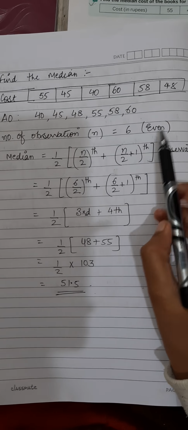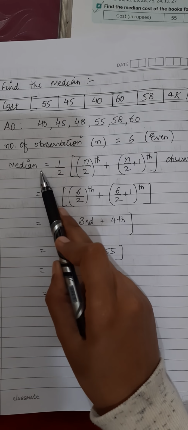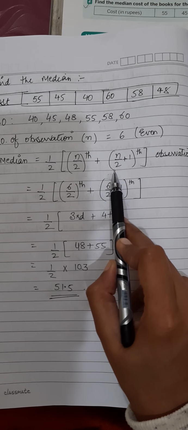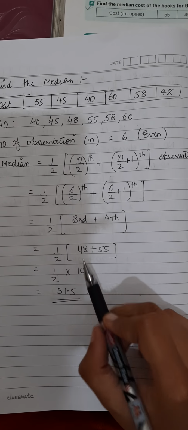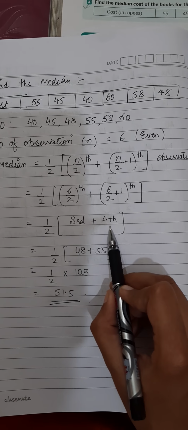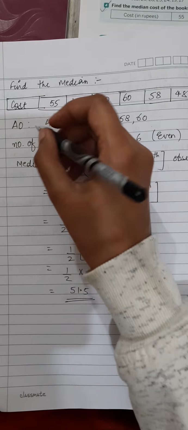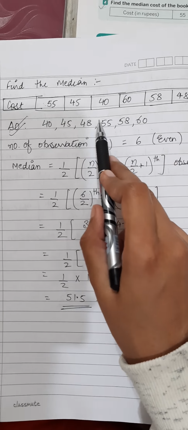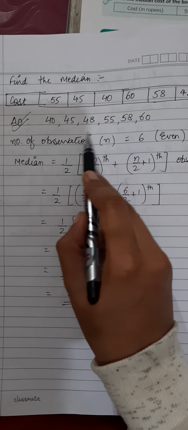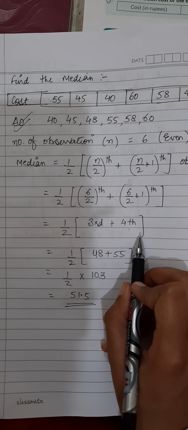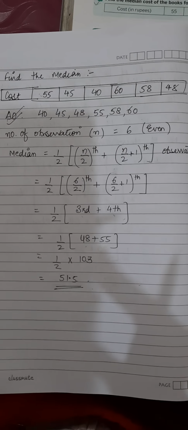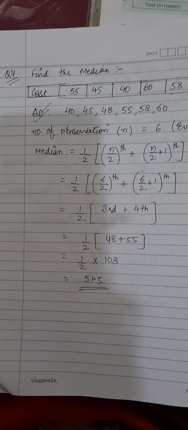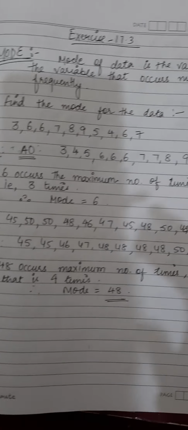And the number of observations is even. So you are going to apply the formula for an even number of observations to find out the median. The formula for that is this one. Place the values and get the answer. The third and the fourth observation you are going to find from the ascending order sequence, not from the data given, but after arranging the data in the ascending order. From this sequence you are going to find the third and the fourth observation. You will solve it and you will get this answer. And this was your exercise 17.2.